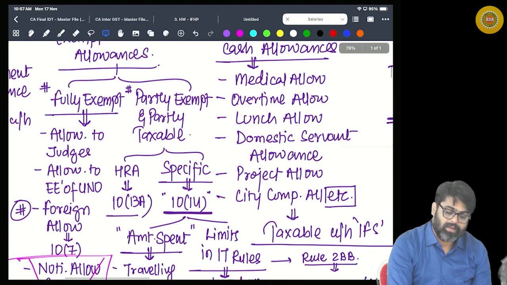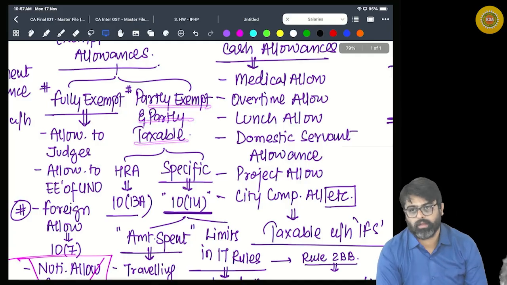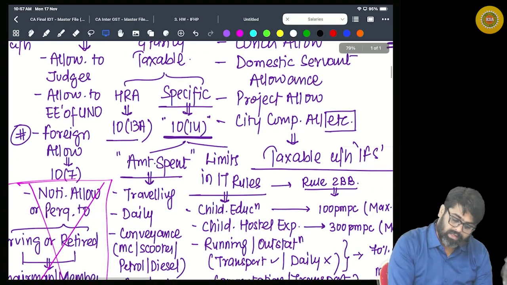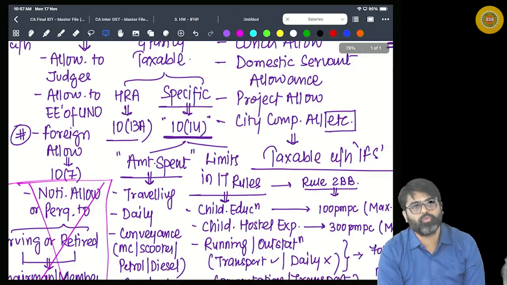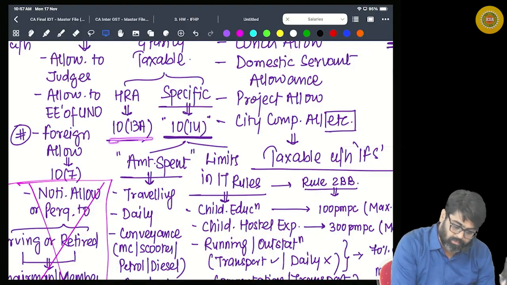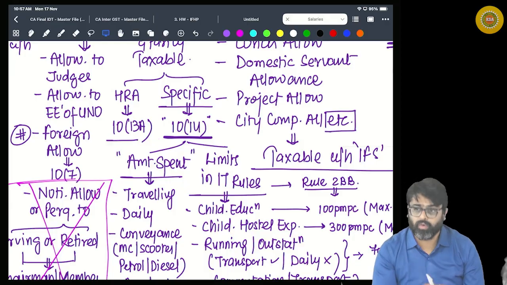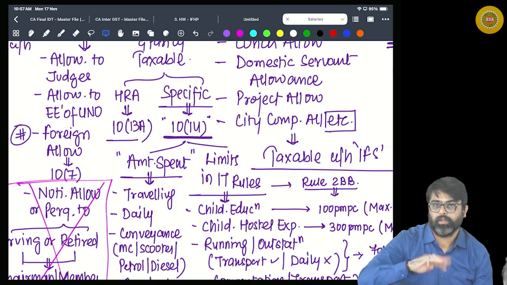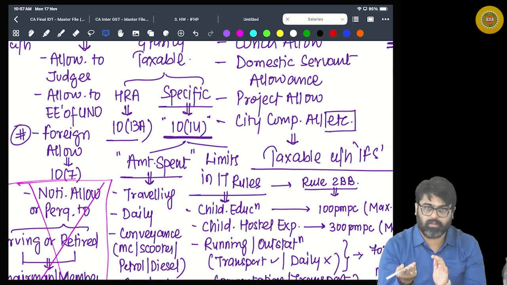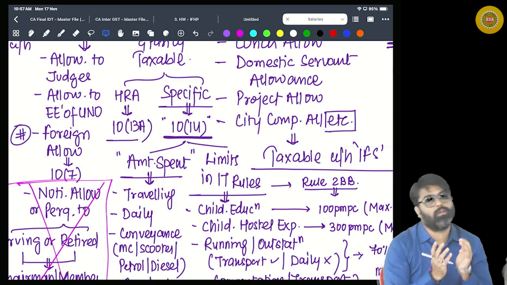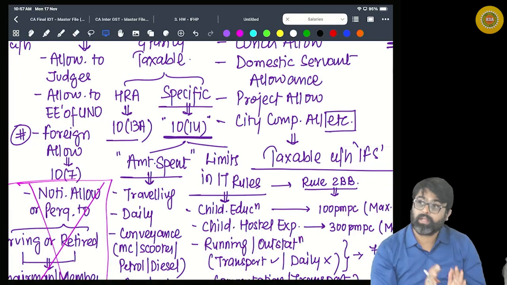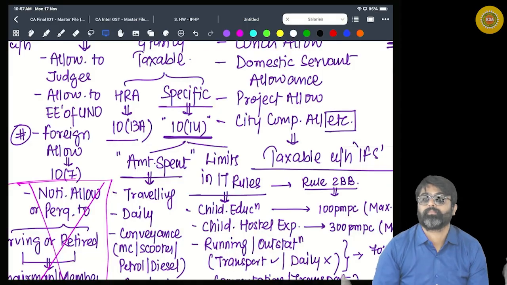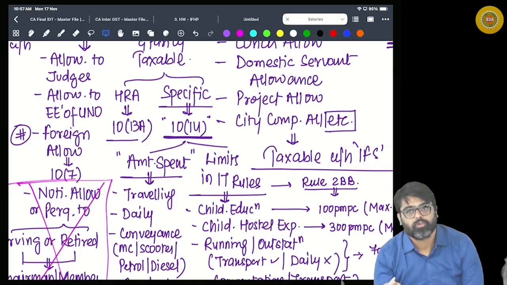Now comes the partly exempt and partly taxable allowance. In the partly exempt and partly taxable, there are further two parts. One is HRA, house rent allowance, which is exempt under section 10(13A), fully exempt, or some part of it will be exempt. See, HRA might be fully exempt also, and some part of it can also be exempt. Then whatever part of HRA is not exempt will definitely be taxable.